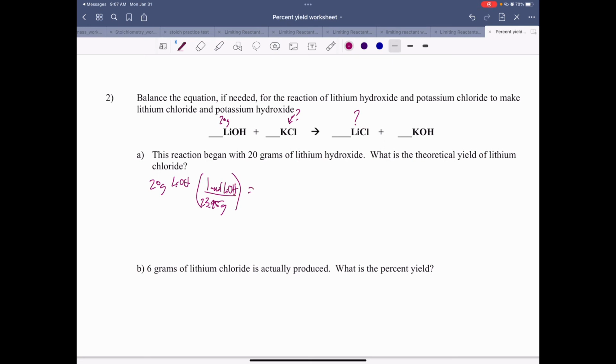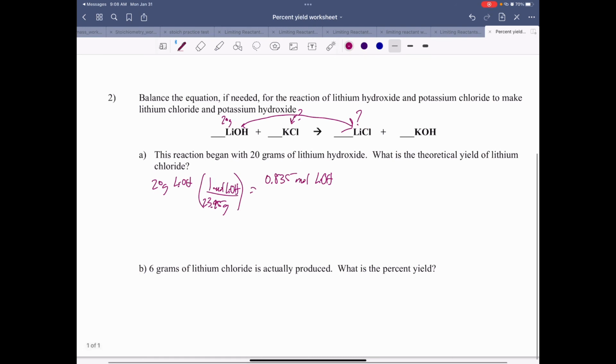So that means how many moles do we have? We've got 20 divided by 23.95, which is 0.835 moles of lithium hydroxide. Okay, and now we are interested in this relationship, and that is a 1-to-1 relationship because this equation was already balanced. So 1 mole of lithium hydroxide will get you 1 mole of lithium chloride, which means it's the same thing. It's 0.835 moles of LiCl.